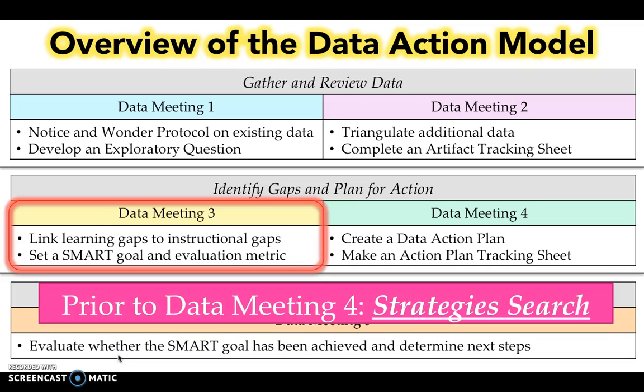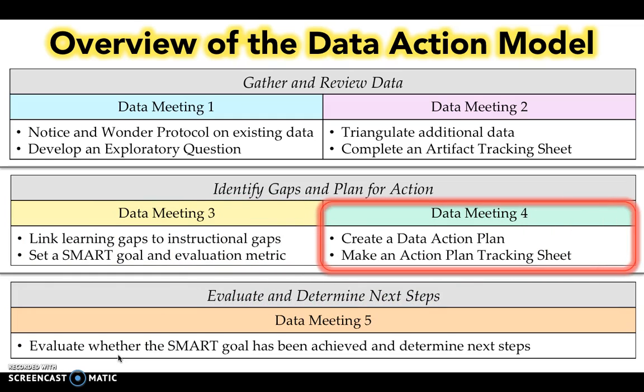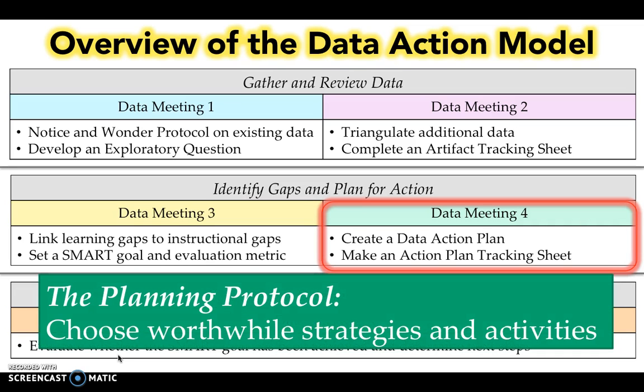Prior to the 4th meeting, the PLC will perform a strategy search to locate new ways to teach the standard associated with the observed learning gaps. These new strategies, activities, or lessons should help the PLC present material in a different way in order to improve instruction and student success. Some of these strategies and activities will ultimately appear on the Data Action Plan tracking sheet. During Data Meeting 4, the PLC will employ the planning protocol to review and decide among the many located which strategies and activities are worthwhile to include in the action plan.